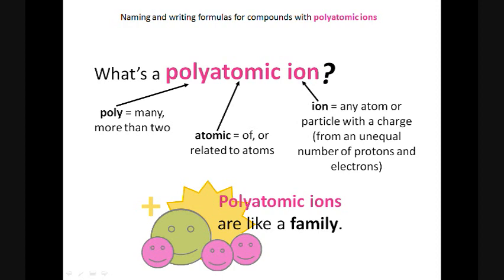But these atoms are stuck together and they act like a family. It's our job when we're naming compounds and writing chemical formulas for substances that include a polyatomic ion to make sure we protect that family. See the little babies? We want to keep them safe. Take care of the family. Don't hurt the babies.